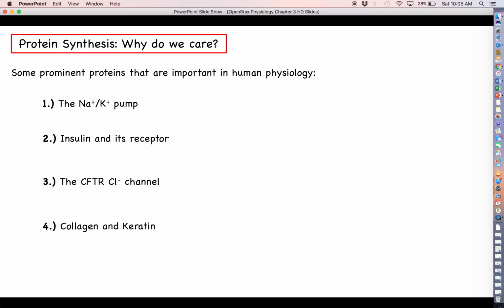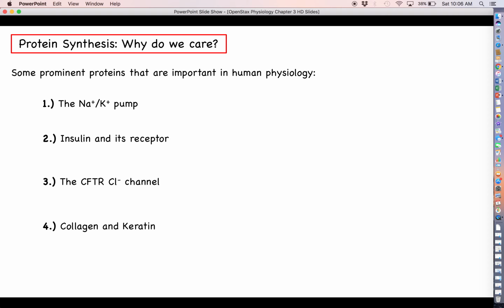So we've gone into quite a lot of detail, it seems, for a physiology class, right? In terms of how we build a protein. Well, why the heck do we care about that, right? It doesn't seem like it would have anything to do with human physiology, right? Well, here's why we want to care about this. Here's why we want to know about this.